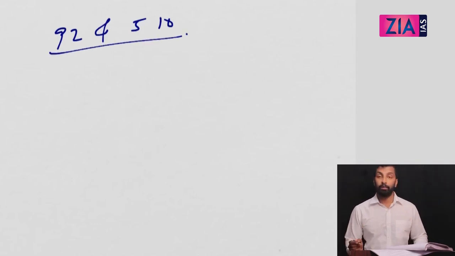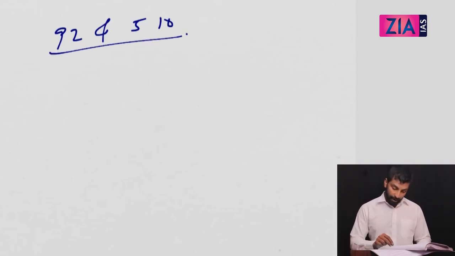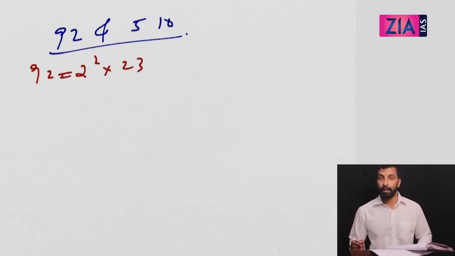Now if I ask you to find the LCM and HCF of 92 and 510, how will you find the LCM and HCF? You will prime factorize, right? So 92, how will you write? 2 square into 23, that's 92. 2 square into 23, 4 into 23.